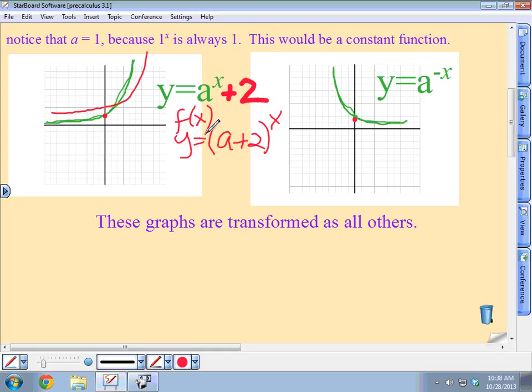And then finally, notice that your stretch and your shrink also work. So if this is f of x equals 2a to the x, well, this just means that it gets closer to the y-axis there. That's our stretch. A to the x, so that's some number.